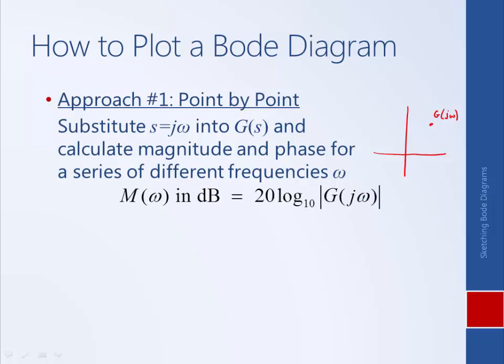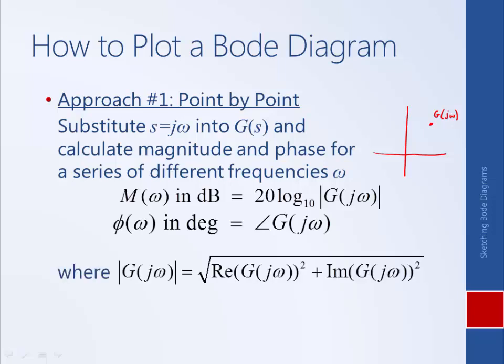In particular, we get the magnitude from the magnitude of the transfer function, this complex number, where we convert it into decibels by taking the log base 10 of the number and multiplying it by 20. And then we get the phase by taking the angle of the complex number.